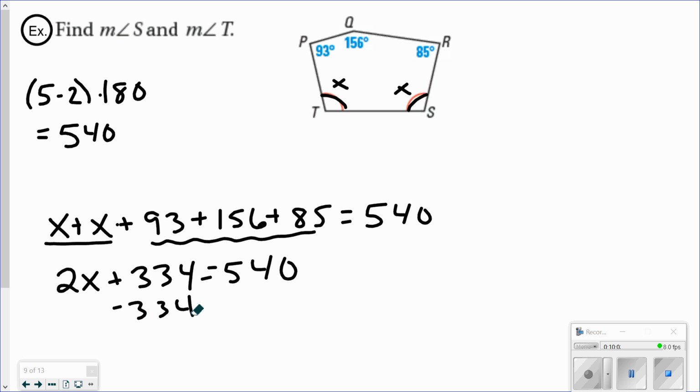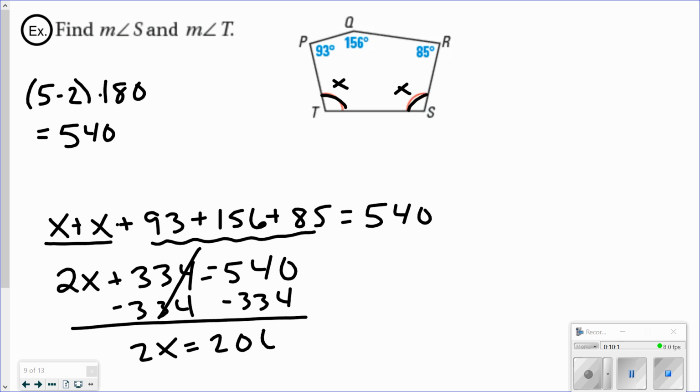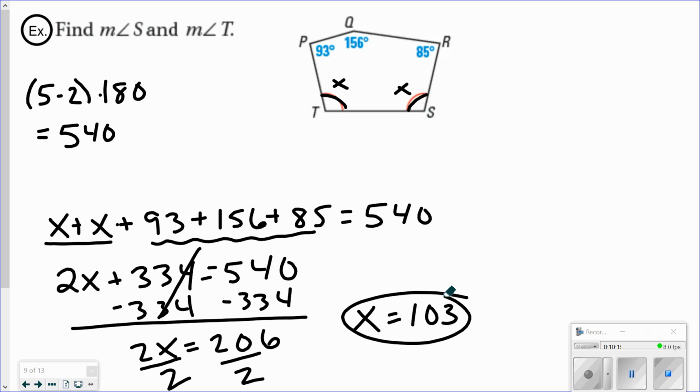Subtract 334 from each side, and I end up getting that 2x is equal to 206. So to get x, I need to divide by 2 on each side, and I end up getting that x is equal to 103 degrees. So what does that mean? It means that both angle S and angle T are 103 degrees.